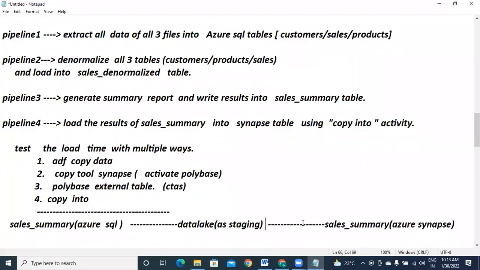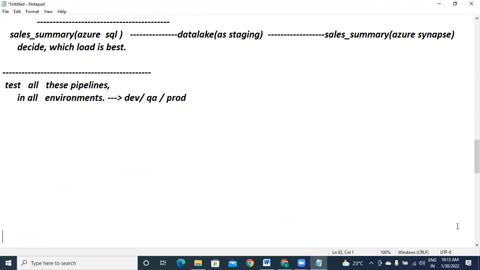Did all of you understand the tasks? So after completion of this, finally decide which load is best. Got it. And test all these pipelines, especially pipe 1 to pipe 3. Pipeline 4 is for the warehouse. Don't go for multiple environments there. Let's use only one single. Test all these pipelines in all the environments: dev, QA, and production.